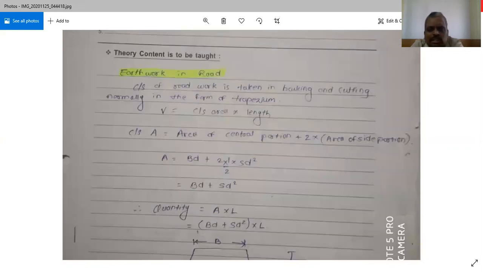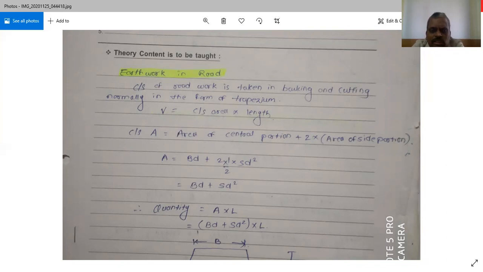The cross section of a road is taken in banking and cutting, normally in the form of a trapezoid. If you understand hydraulics, the most economic section is trapezoidal. In the same way, while constructing the road, you have to go for the trapezoidal section, because if you see the section of the road, it is always trapezoidal. So how to calculate the volume of this trapezoid?